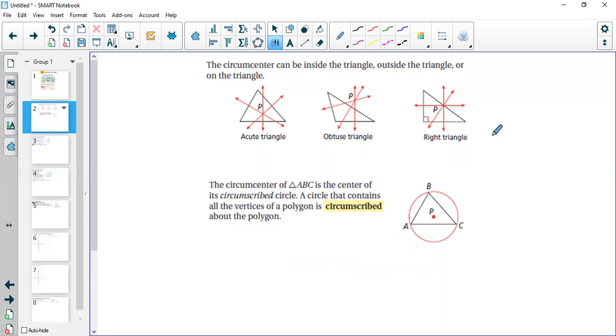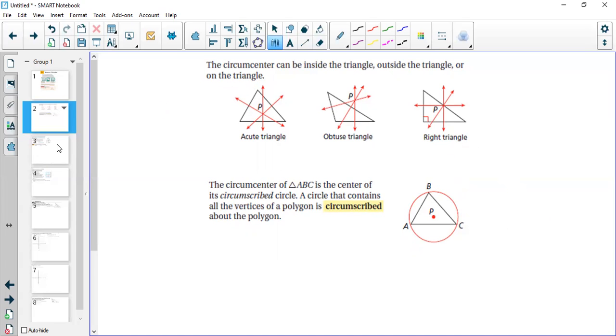The circumcenter of ABC, the center of triangle ABC, is the center of its circumscribed circle. Now what is a circumscribed circle? A circle that contains all the vertices of the polygon is circumscribed about the polygon. Now this is a triangle. You can say this circle here is touching all the three vertices of the triangle. It's touching vertex B, it is touching vertex A, it is touching vertex C. So if a circle is touching all the vertices of a particular polygon, that's called circumscribed about the polygon.